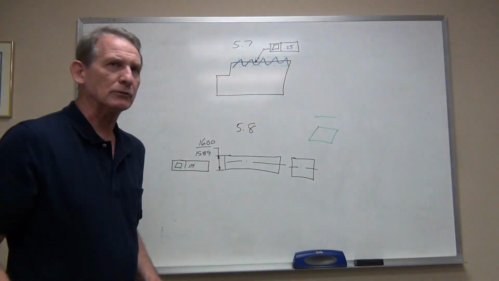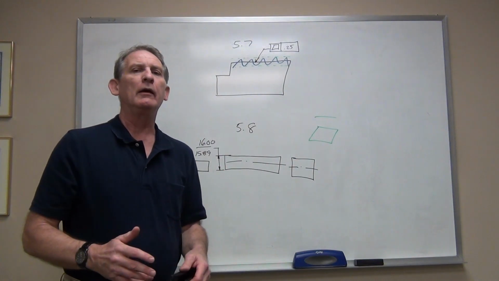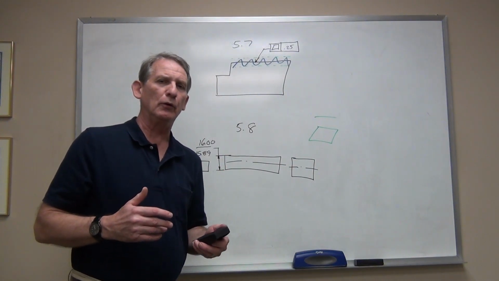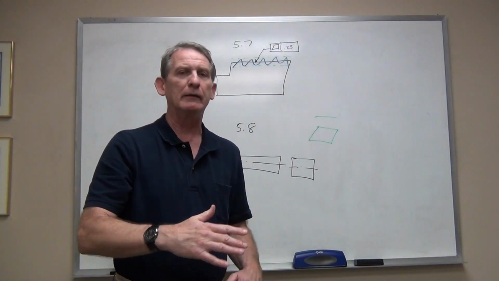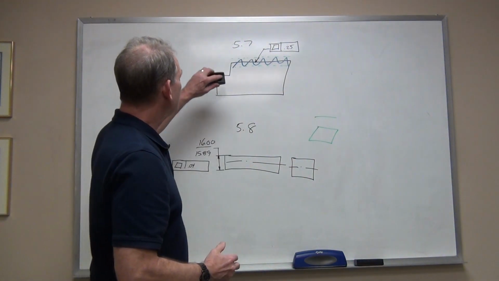That again, it isn't stated in the feature control frame. You just have to know this. You have to know that if I'm going to bound or put boundaries around a plane, I need to use two parallel planes.